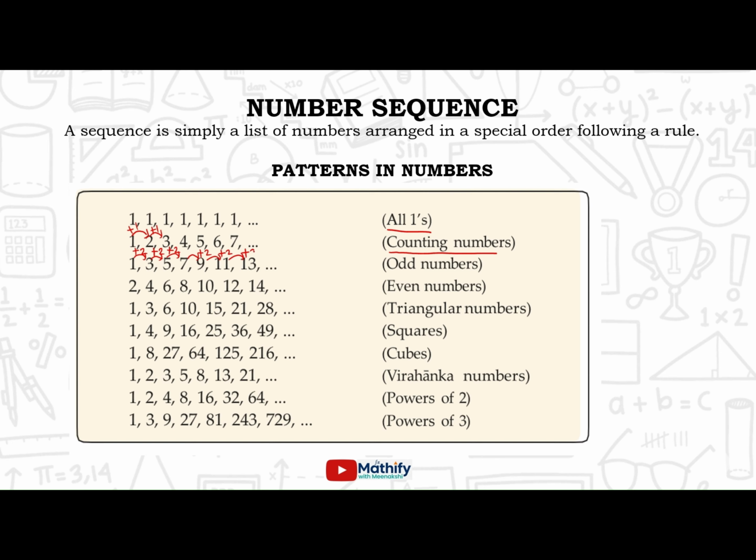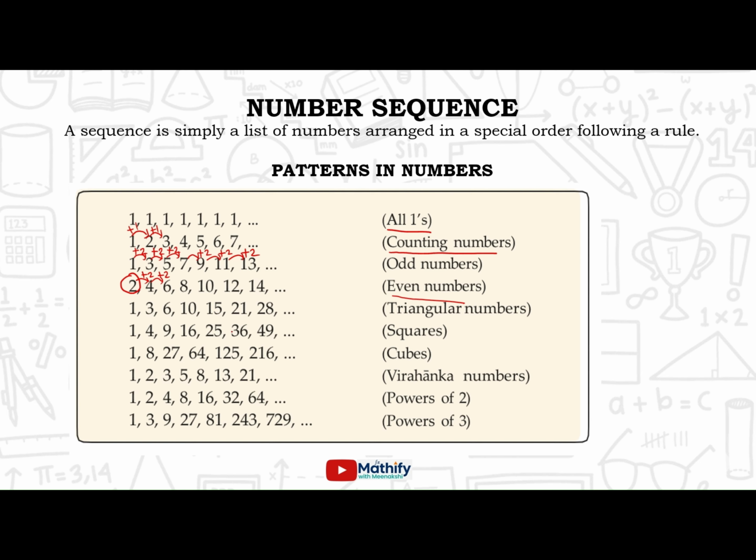Let's move to the next sequence. Here we are starting with 2 and then we are adding 2 to get the next number. So you can see the series is 2, 4, 6, 8, 10, 12, 14 and so on. That means this is the sequence of even numbers, because even numbers can be divided equally into two groups. So here we can divide them into two groups like 2 is 1, 1; 4 is 2, 2; 6 is 3, 3. So we can divide equally and that's why they are known as even numbers, or you can say that all of them are divisible by 2.